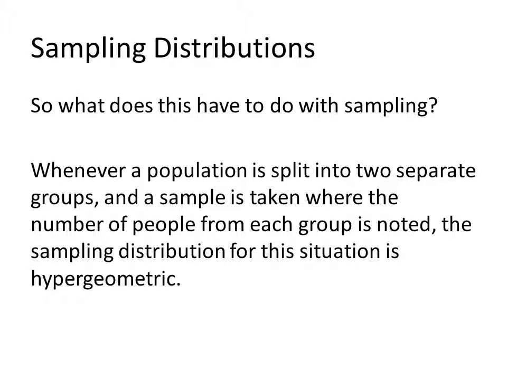So what does this have to do with sampling? Whenever a population is split into 2 separate groups and a sample is taken where the number of people from each group is noted, that sampling distribution is hypergeometric. In other words, the way that we solve it is much like the way we looked at this last example.